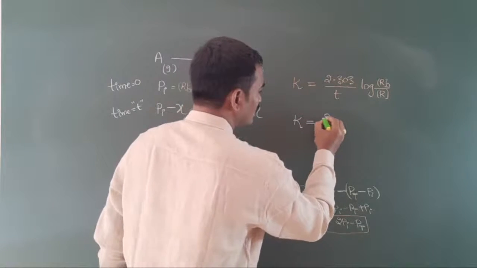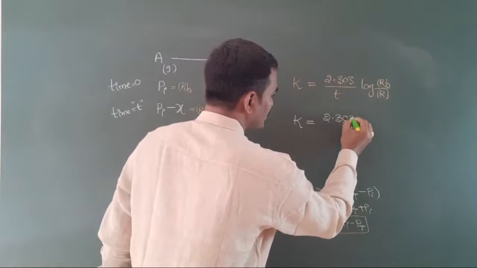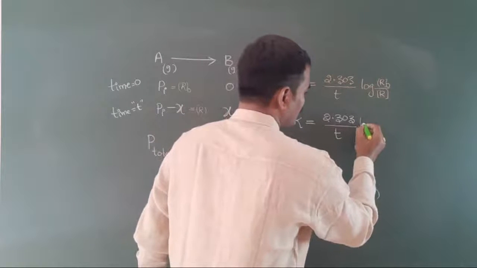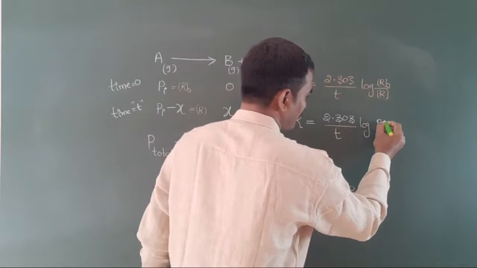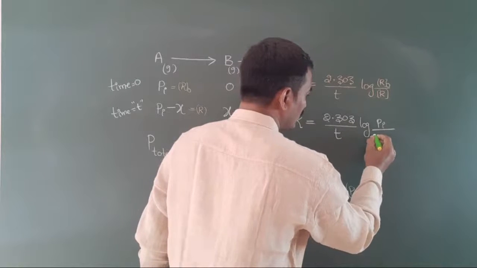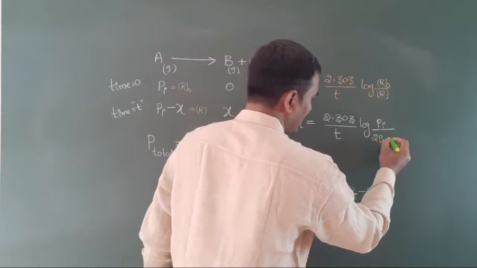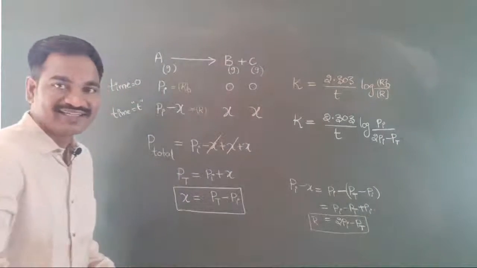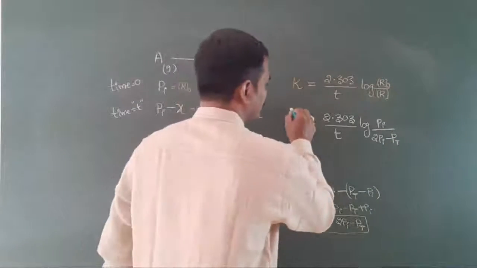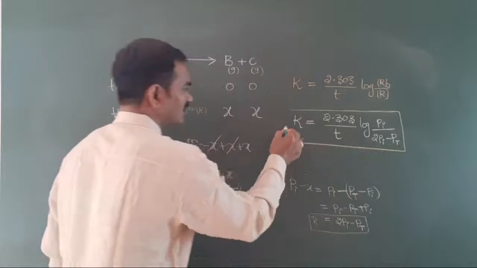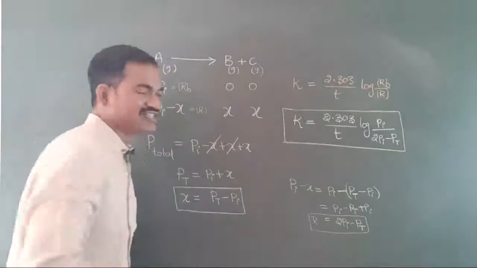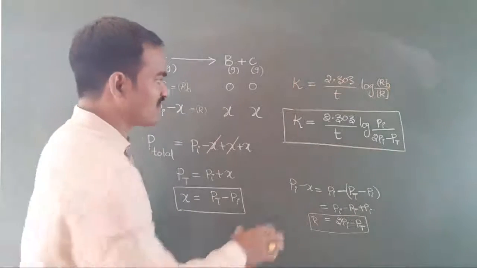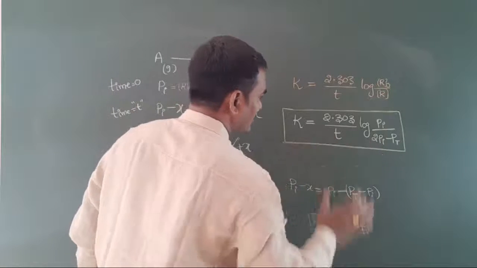K is equal to 2.303 by T into log of initial pressure Pi divided by 2Pi minus PT. Have you got it? So this is our integrated rate equation for first order gaseous reactions. Okay, so first order gaseous reactions, integrated rate equation.